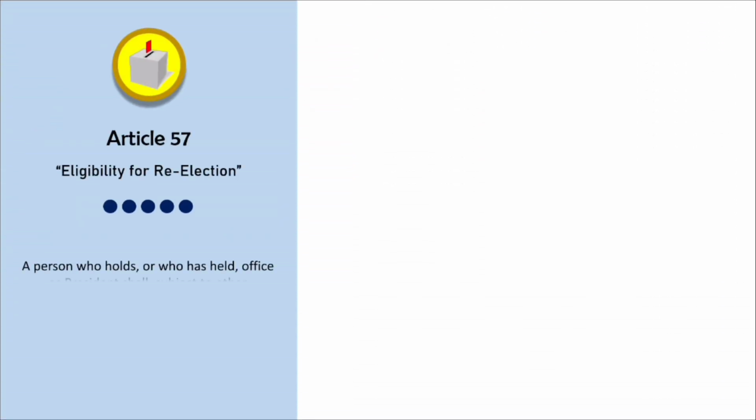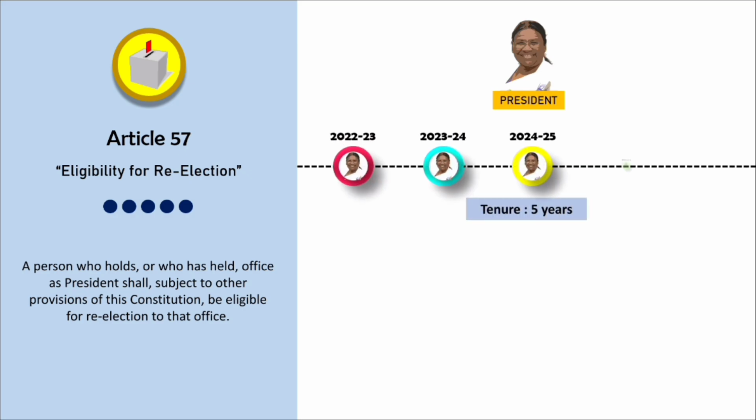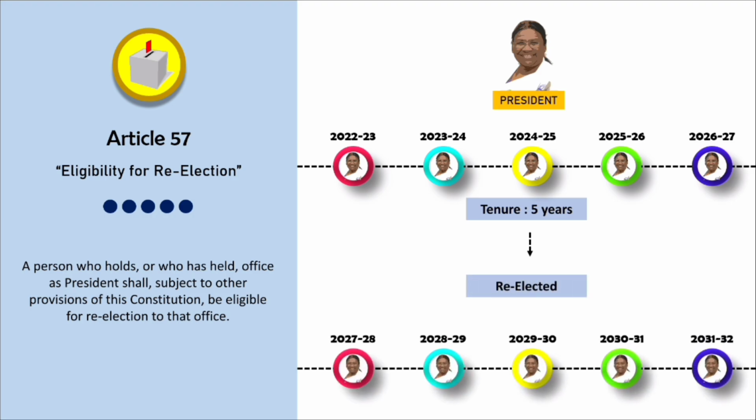Now let's discuss Article 57. Article 57 talks about eligibility for re-election. This means, can the President be elected again? Yes. According to Article 57, a person who is or has already been the President of India can be elected again as the President. That means the President can be re-elected.